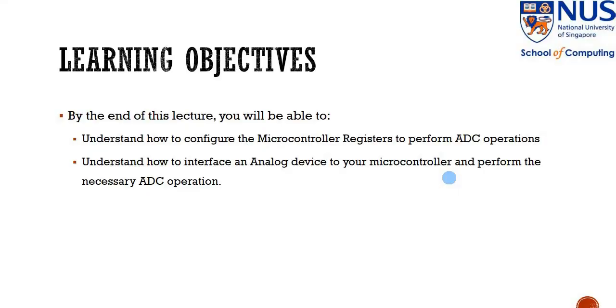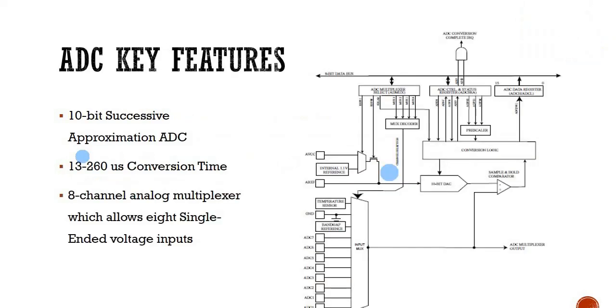Hi, in this video we are going to be covering the Arduino's ADC module and have a better understanding of how we can actually program it in bare metal. By the end of this lecture we will understand all the low-level registers that are involved in the ADC operations, and we'll also learn how to connect or interface an analog device to your microcontroller and perform the necessary ADC operations. Now, firstly, let's have a nice overview of the key features of the ADC module.